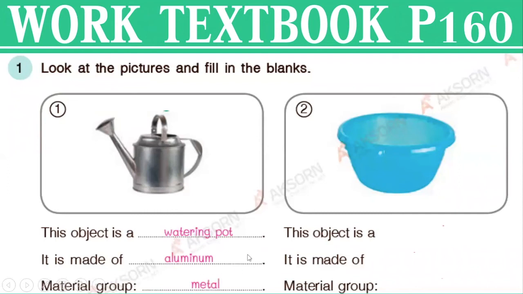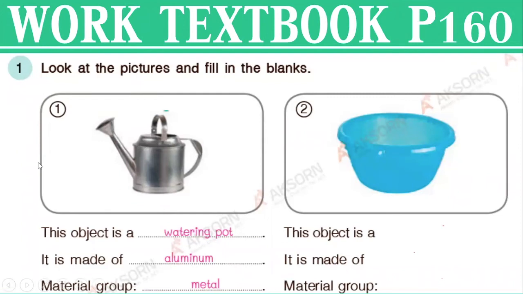All right. So pause the video. Write down everything in your work textbook. This object is a watering pot. It's made of aluminium, and material group is metal, right? It's made of metal, but what kind of metal? It's aluminium, right? Write it down in your work textbook. Pause the video. When you finish writing, please continue the video.